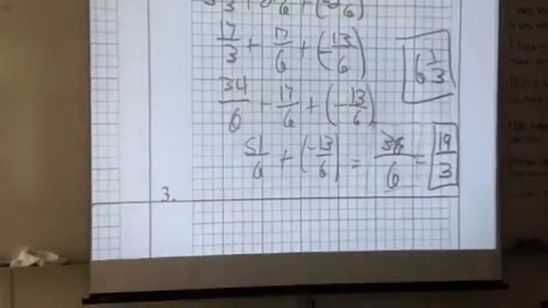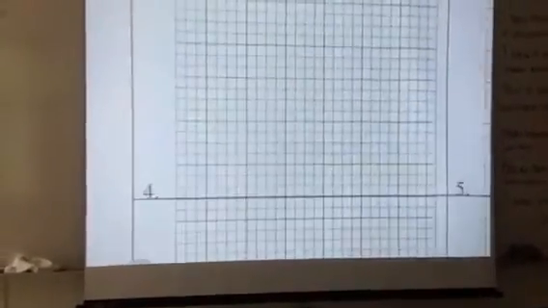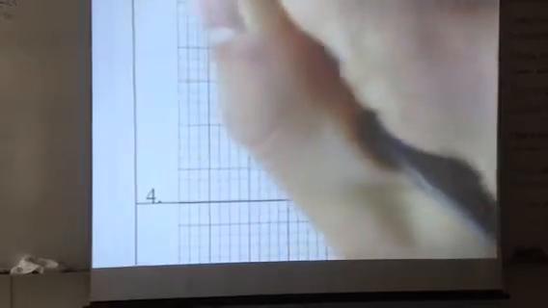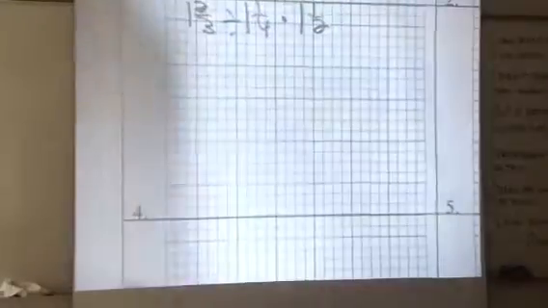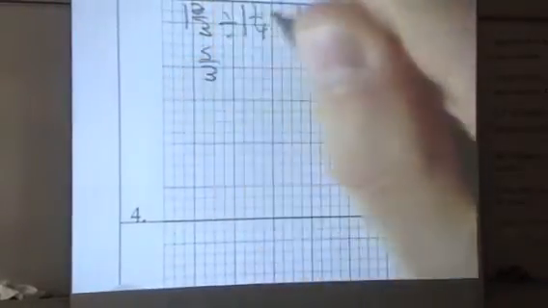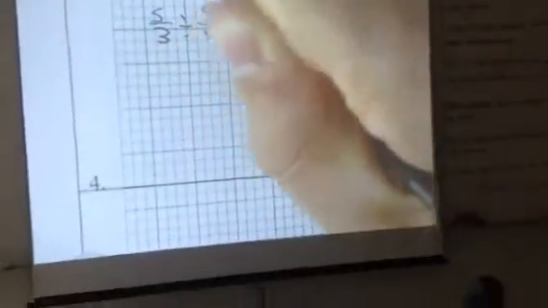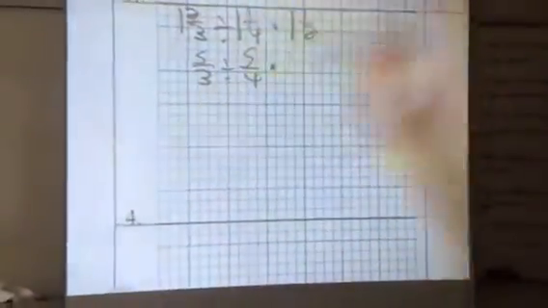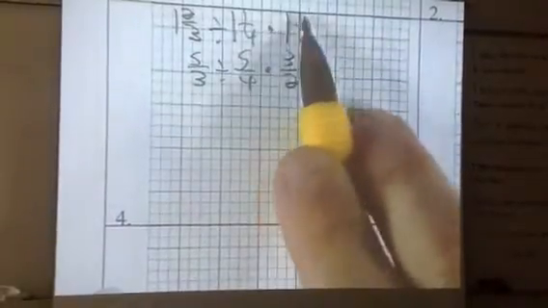Alright, let's look at number 4. Number 4 says 2 1/3 divided by 1 1/4 times 1 1/2. So what I'm going to do is I'm going to multiply. 3 times 1 gives me 3, plus 2 gives me 5 thirds, divided by, let's see, 1 times 4 is 4, plus 1 is 5 fourths, times, oh, I forgot to do that. 1 times 2 is 2, plus 1 is 3 halves. Again, I'm multiplying the denominator times the whole number, adding the numerator.